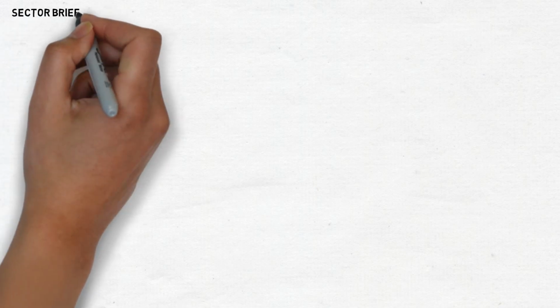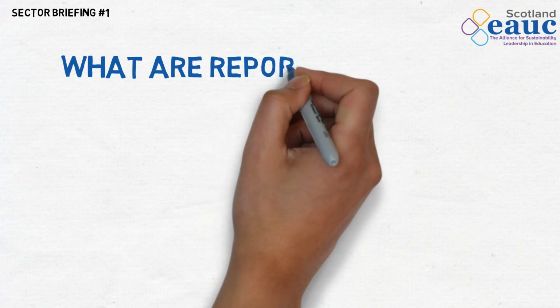This video is part of a new series by EAUC Scotland called Sector Briefings, where we explain and define concepts used within the sector. Our first video is on the commonly asked question of what are the reporting scopes.